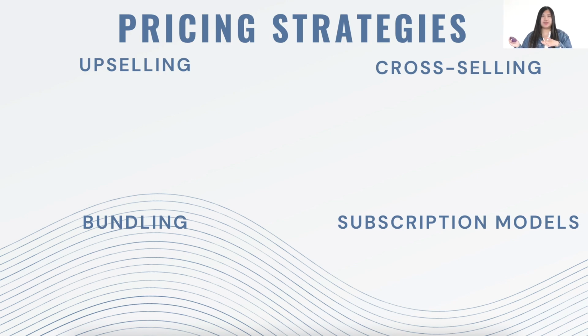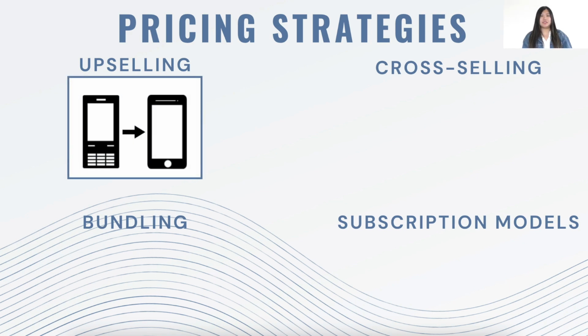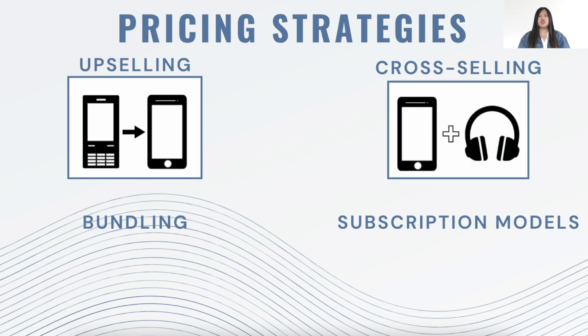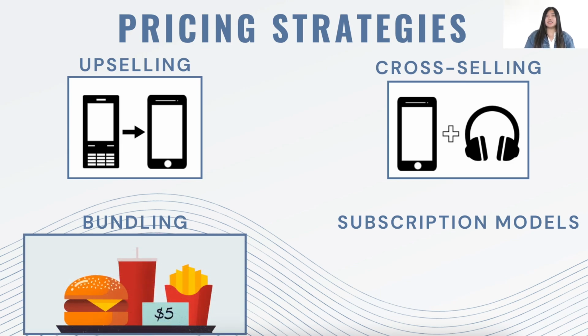So the 4 strategies that came up in each box, let's talk about them. We have upselling, and that is offering customers a higher-end or upgraded version of products and services. Now, cross-selling: you want to suggest related or complementary products and services to increase overall sales. And as for bundling, you want to offer products and services together at discounted prices to encourage larger purchases.